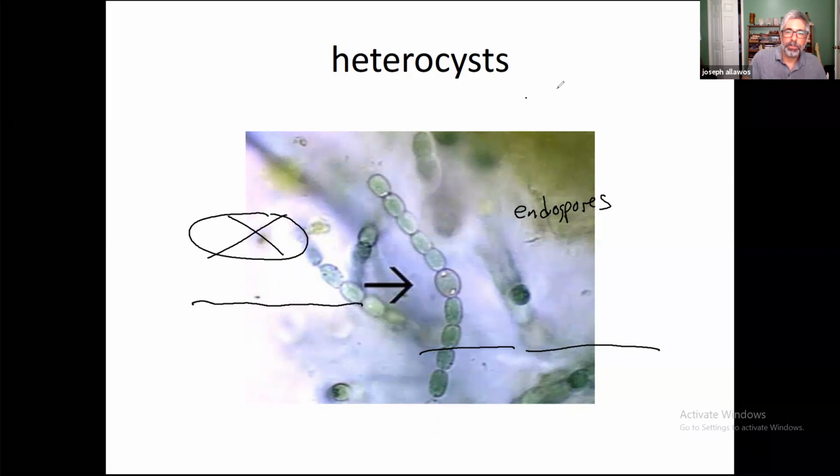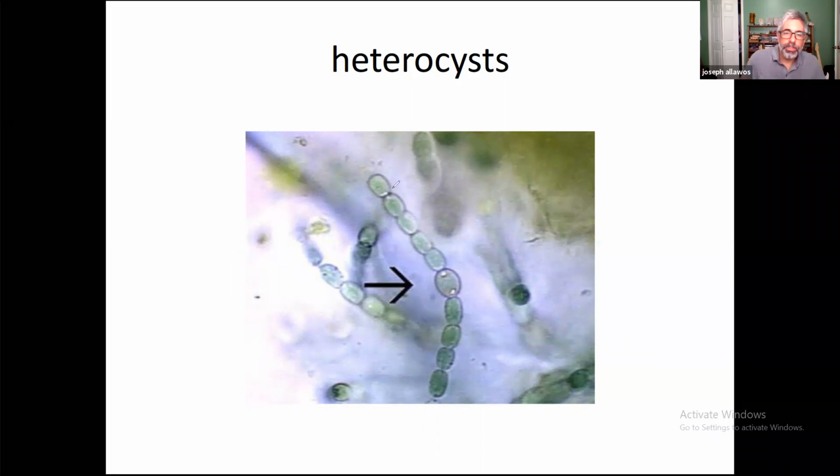Let me get rid of the drawings. Okay, so you'll notice here's the chain of cells in the filament, and notice this one cell right here looks different. This is a heterocyst. It's that specialized cell where nitrogen fixation is going to occur.